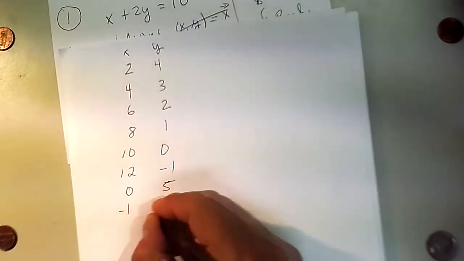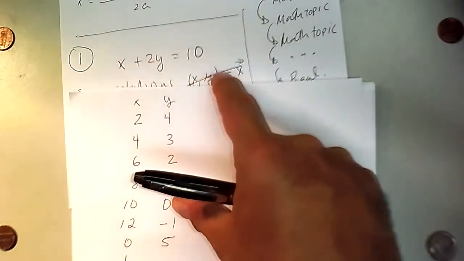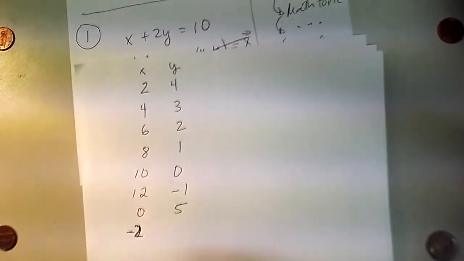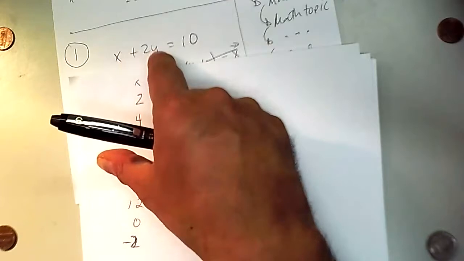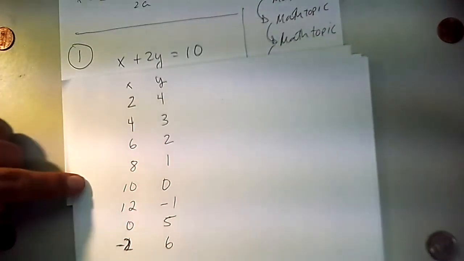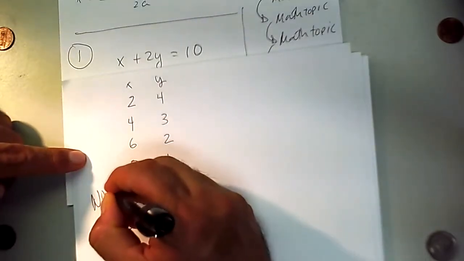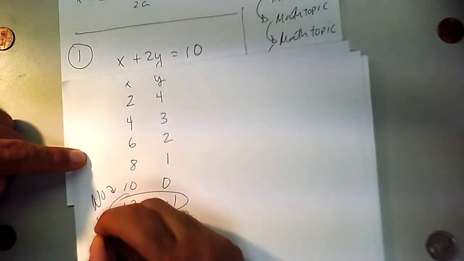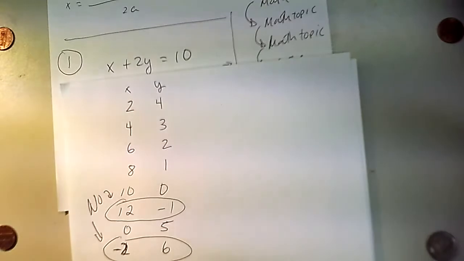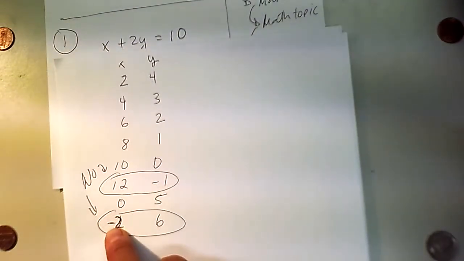Or you can go negative 1 for x. Well, let's do negative 2. I don't want to introduce fractions. So negative 2, 6 will do. First of all, this guy has to be avoided. No to this. No to that. Right away. Why not? We want solutions that are non-negative. This has a negative in it. Get rid of it. This has a negative in it. Get rid of it. We don't want those solutions.